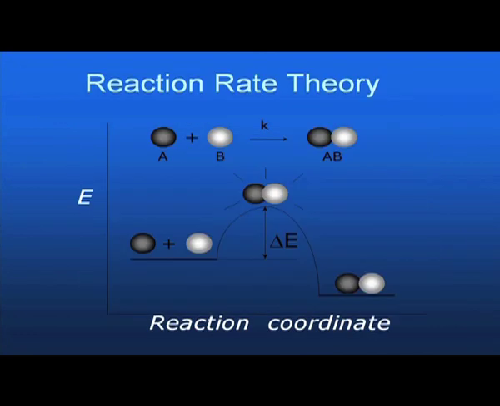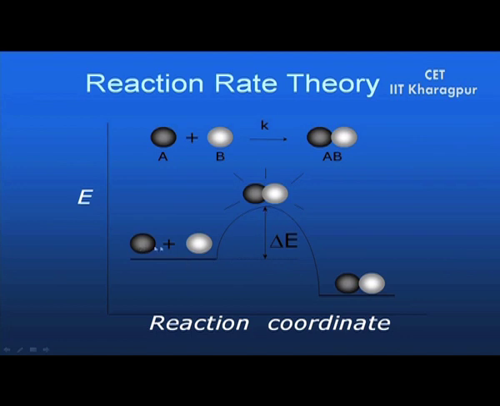Next, we will move on to another theory, which is the transition state theory. This is a typical diagram: A plus B with a rate constant producing AB. This is your reactant side, and it is depicted in the form of an exothermic reaction. And this is your energy of activation, delta E.